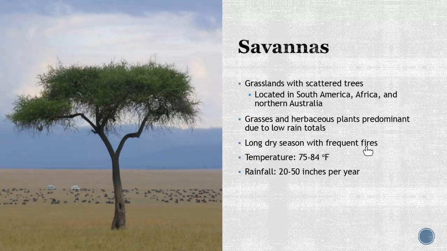So you've been hearing about a lot of Australian fires. It's probably these savannas that are being really impacted. Their temperature can range from 75 to 84 degrees, and they get about 20 to 50 inches of rainfall per year.